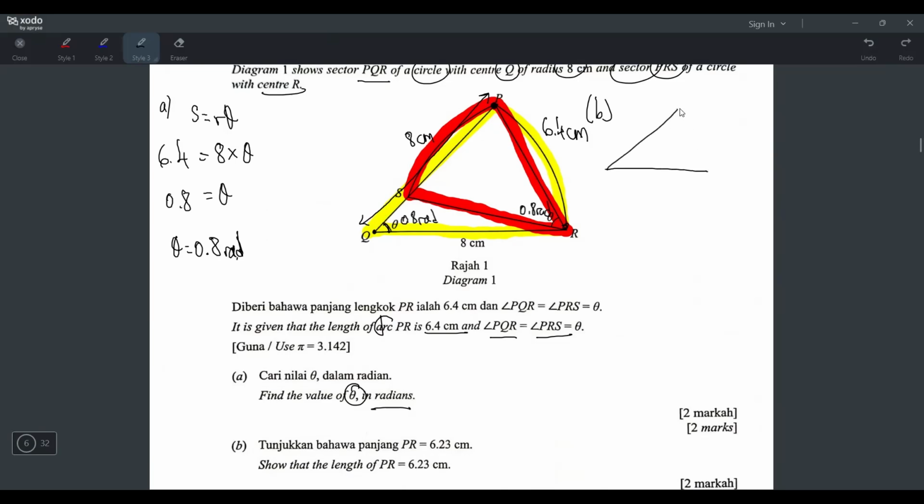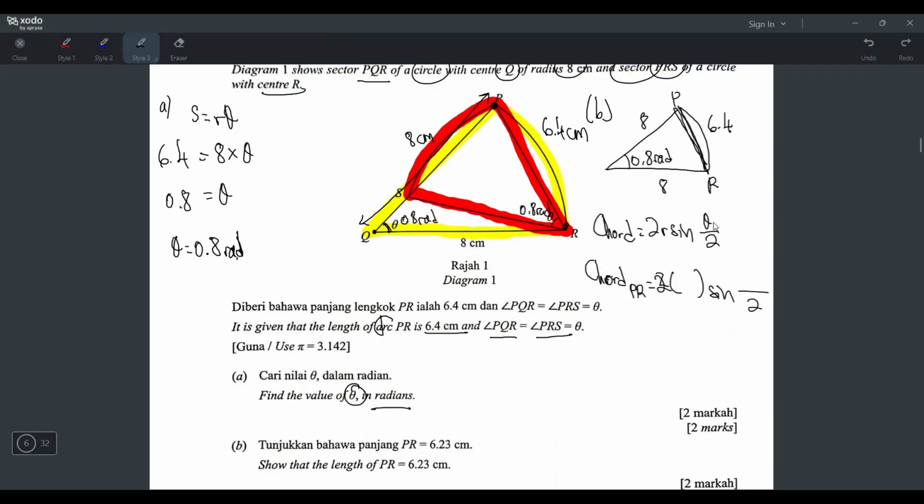I'll draw it out in case you don't see it. So you are trying to find this line, right? So the arc is 6.4, and the radian we have already, 0.8 radian, and then this is 8 cm, this is 8 cm, right? So to find the PR line, which is this line right here, you can just use the chord formula. All right, the chord formula is 2r sine theta over 2. So what you do, to find the chord PR, you just substitute inside this formula, 2r sine theta over 2.